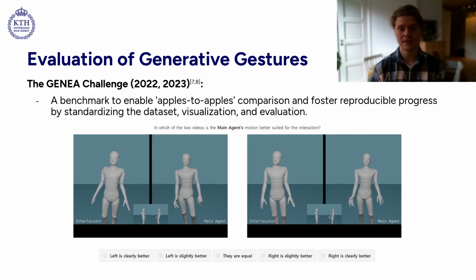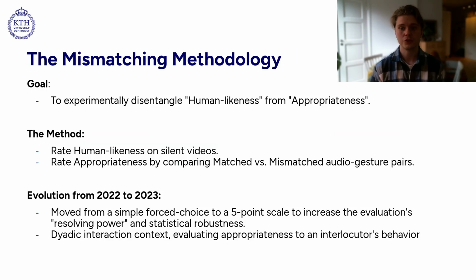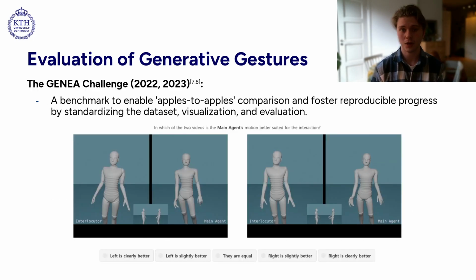This problem, in the context of alignment, is attempted to be solved by the GENEA challenges, which introduce a standardized benchmark to disentangle these qualities and allow for rigorous, reproducible progress. The core of the GENEA evaluation is its mismatching methodology. To judge human likeness, evaluators see silent motion. To judge appropriateness, they compare a gesture with its correct audio versus a mismatched audio track, which penalizes systems that produce generic, meaningless motion.